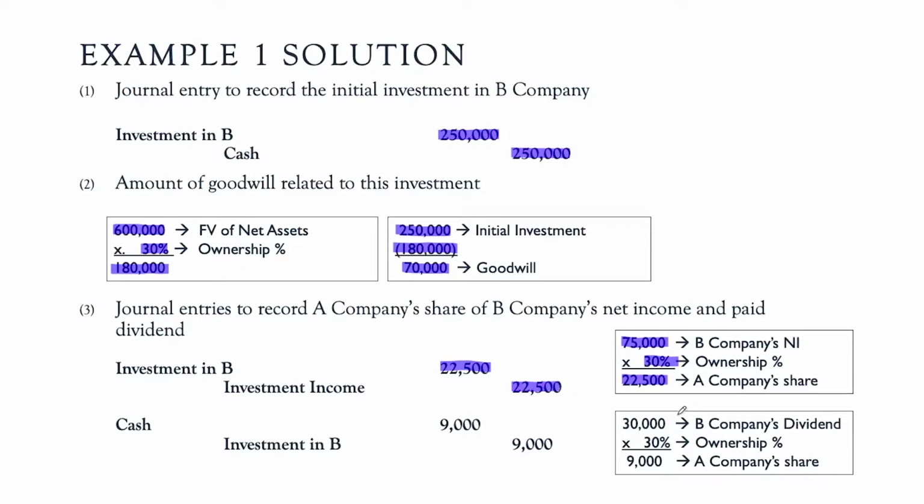Next, we're going to do the same exact thing for the paid dividend. We're going to take the paid dividend of $30,000 and multiply it by A company's interest of 30%, and we get A company's share of that dividend at $9,000. Again, this just comes down to remembering journal entries, so we're going to debit cash $9,000 because A company will receive a portion of that dividend. However, subsidiary paid dividends lower the investment account, so we're going to credit investment in B company $9,000.